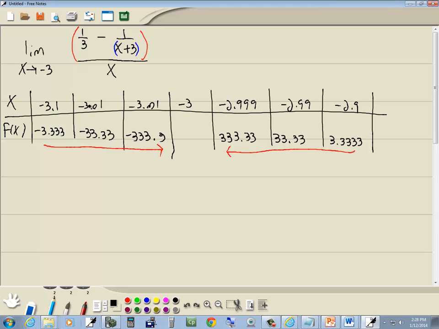If you're looking at it as approaching from the left side and from the right side, and they're not agreeing, they're going to different values, then your limit does not exist. It has to agree coming from the left side and from the right side. Now I'll write DNE for does not exist. That's your answer.